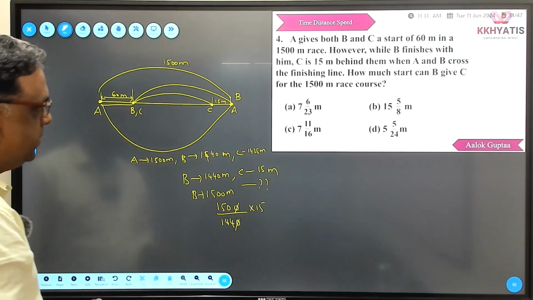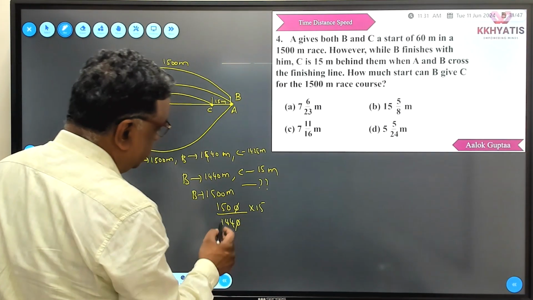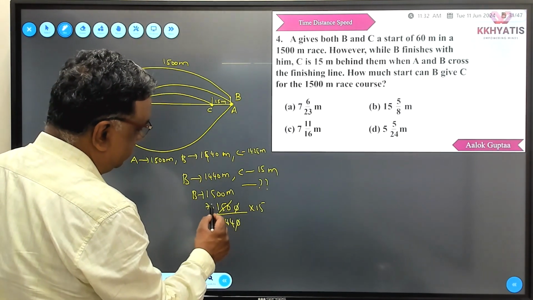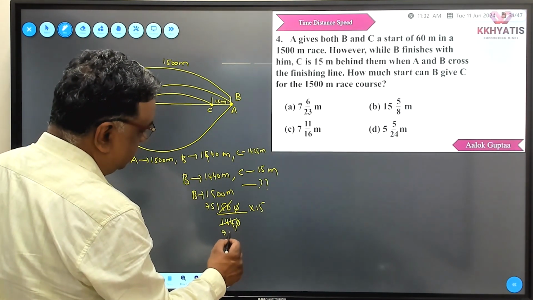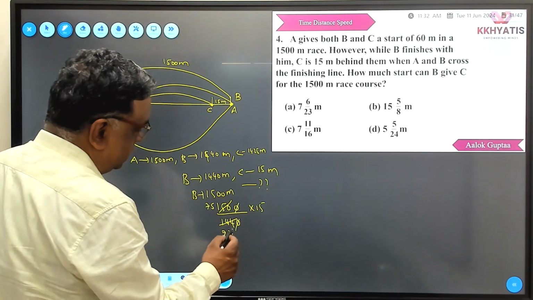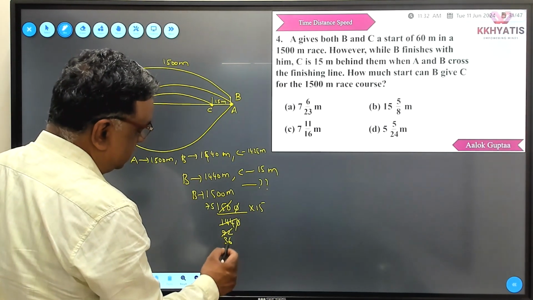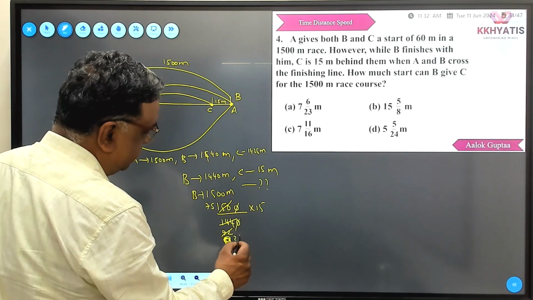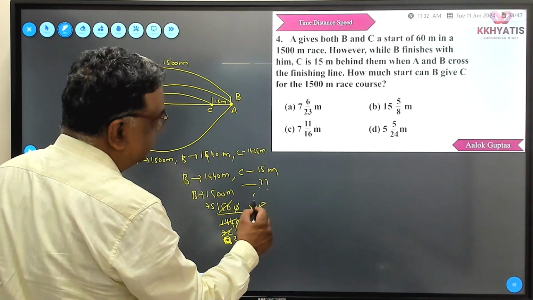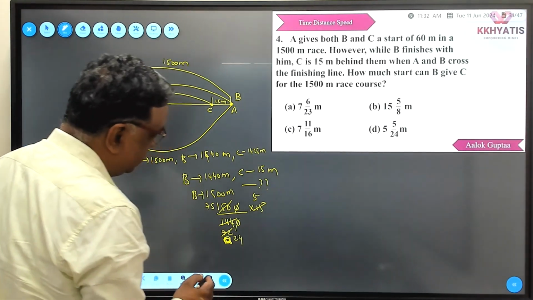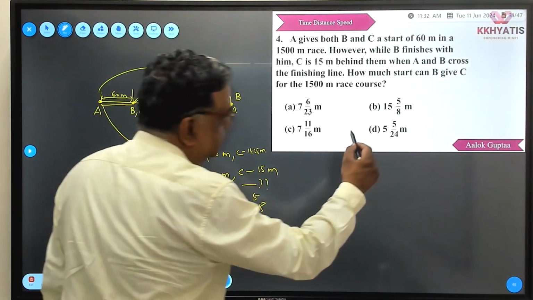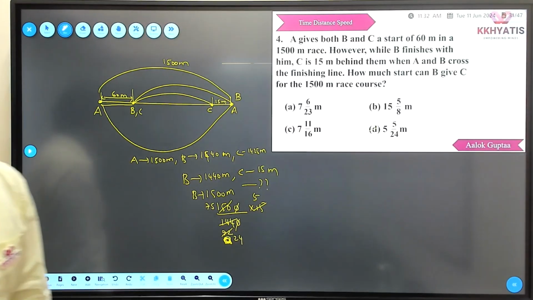So the answer should be, this would be 75, this would be 72, this would be 36, not 36, 3, 24, and this should be 5. So we have anything in the fraction of 24 years. So this should be the answer. Okay, next.